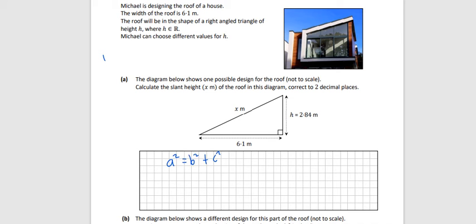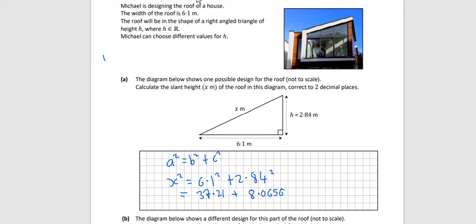If you've learned it that way, whatever way you've learned it, you're putting the biggest side here, so that's the x in this case, equals 6.1 squared plus 2.84 squared. So if you square 6.1, we get 37.21. If we square 2.84, we get 8.0656.